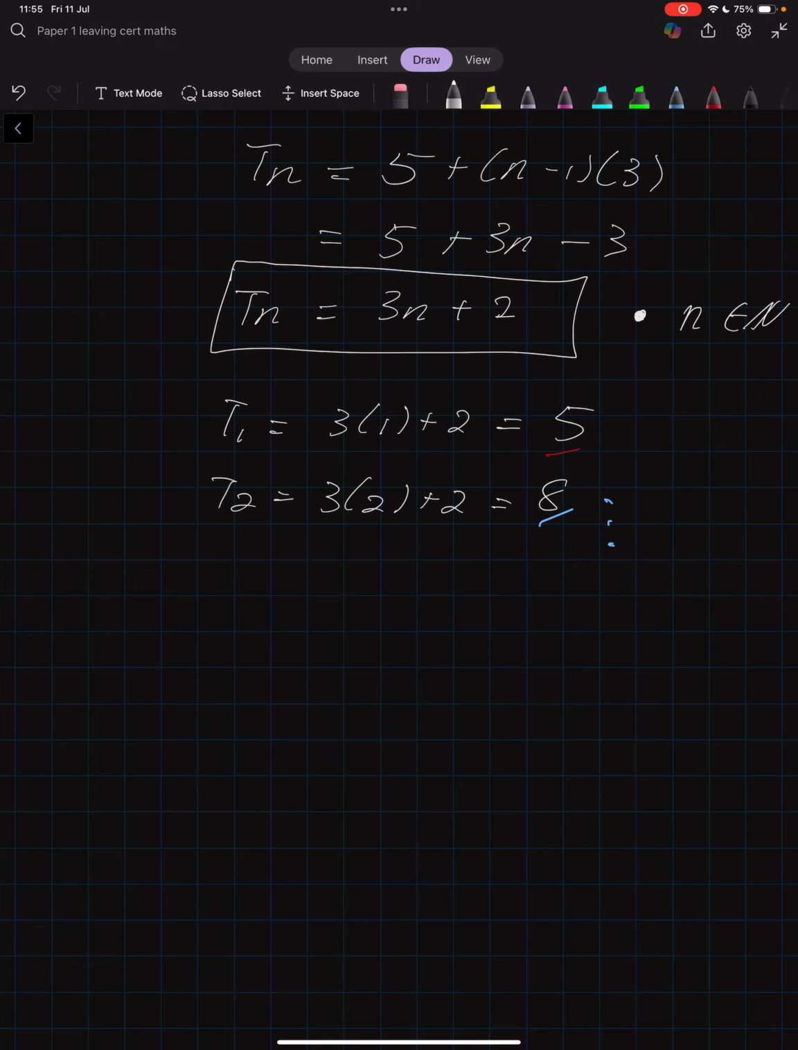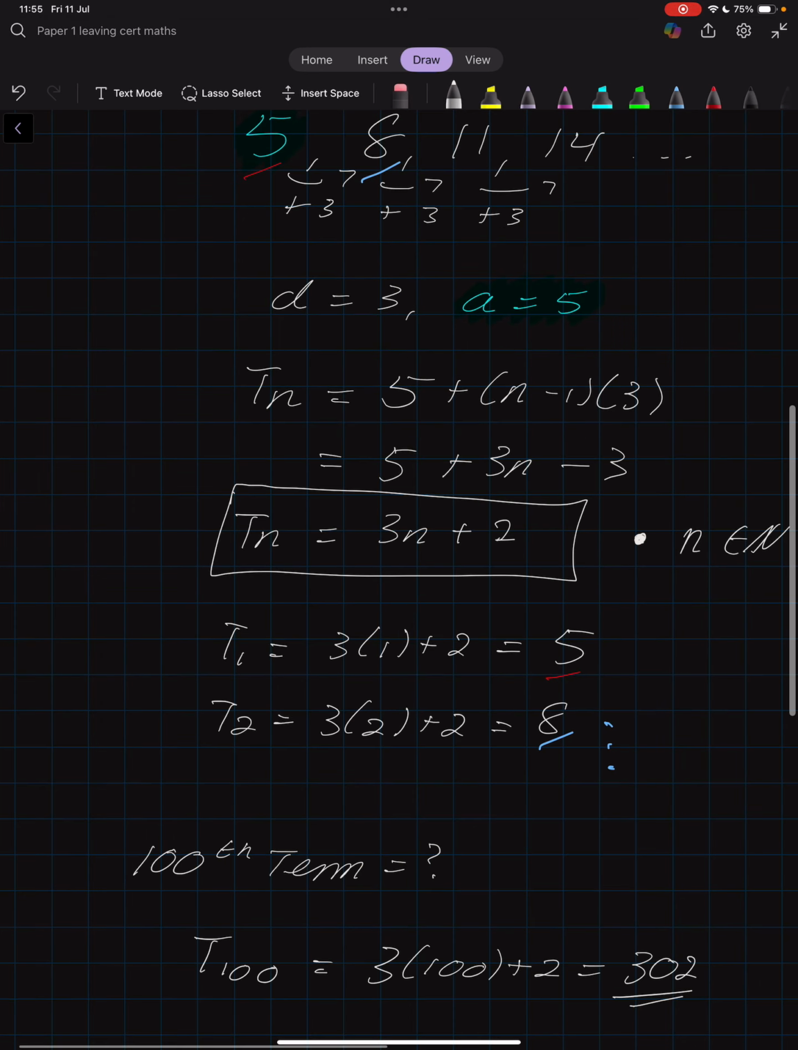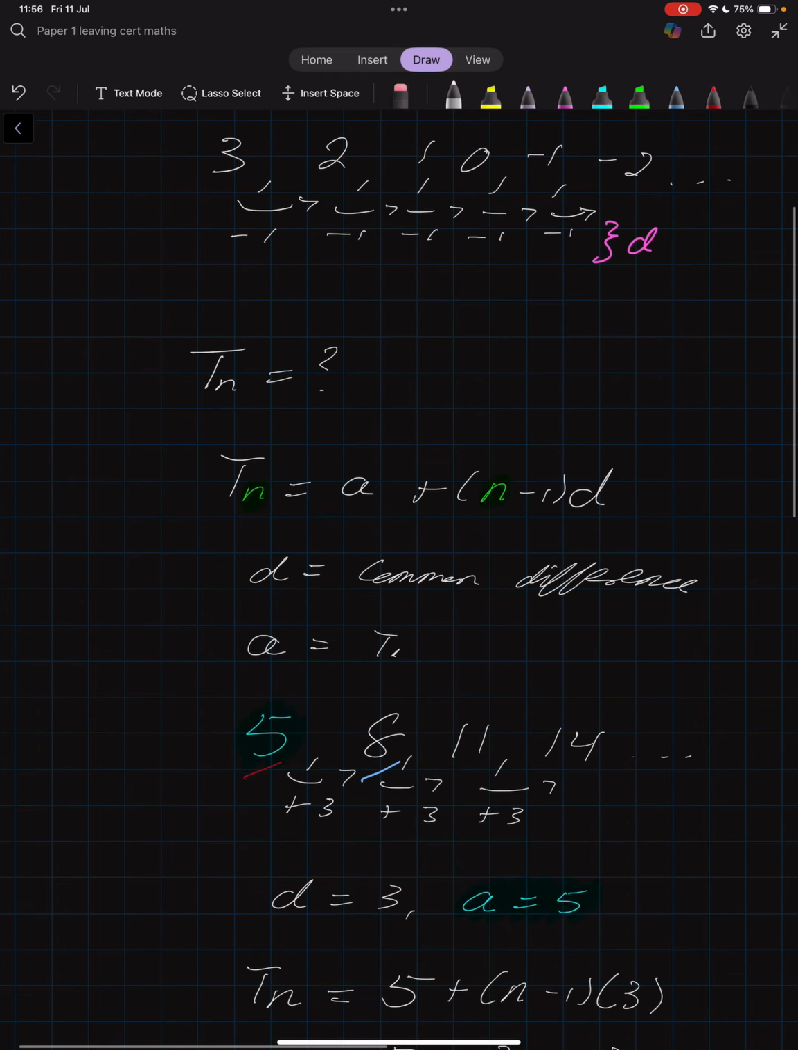So if they ask you what is the 100th term, you would simply do T100 is equal to 3 times 100 plus 2, that's 300 plus 2, that's 302. So the 100th term in this sequence is simply 302. So hopefully that's all okay.